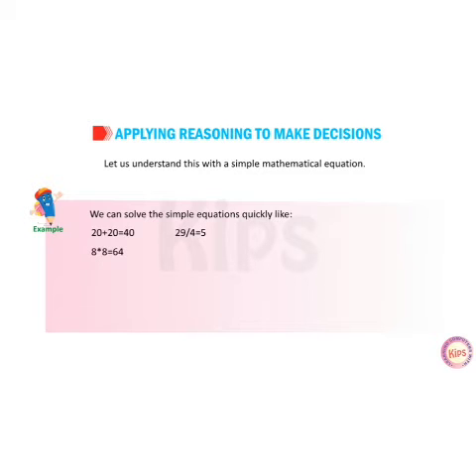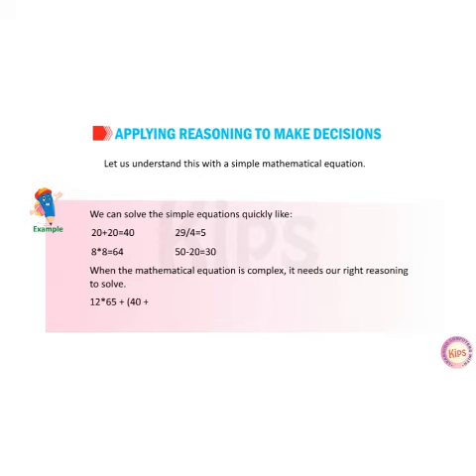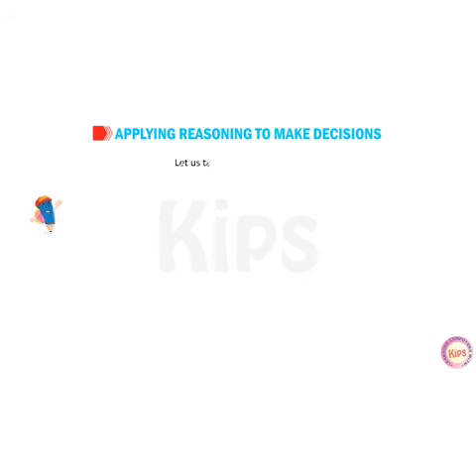We can solve simple equations quickly, like 20 plus 20 equals 40, 8 multiplied by 8 is 64, 50 minus 20 equals 30. When the mathematical equation is complex, it needs our right reasoning to solve it, like 12 multiplied by 65 plus bracket 40 plus 280 divided by 4 plus 2 operator 2 minus 6 multiplied by 23. So here we need to apply the BODMAS rule.